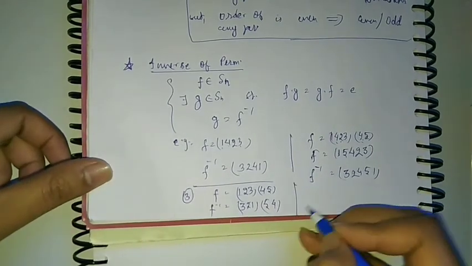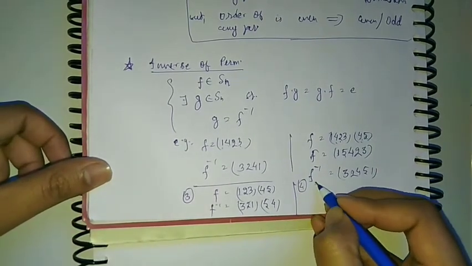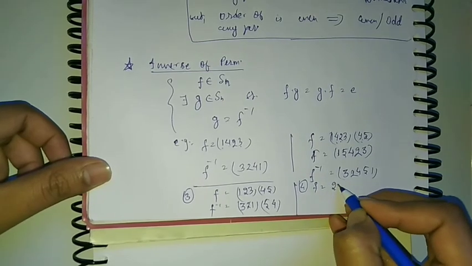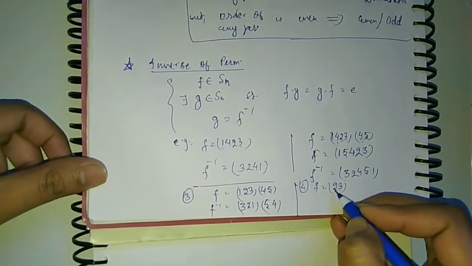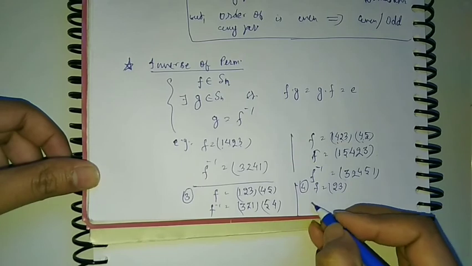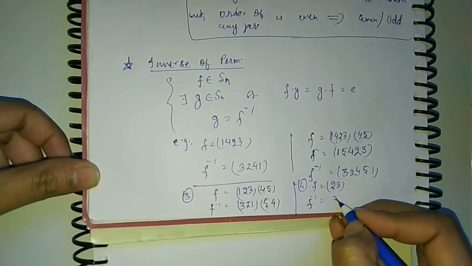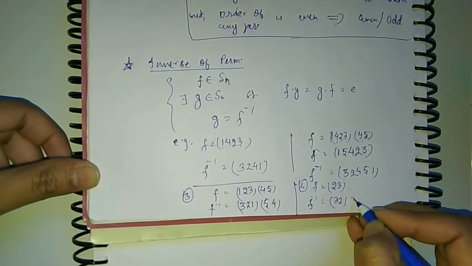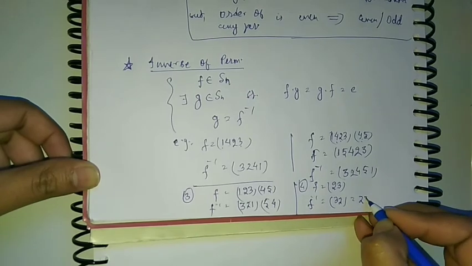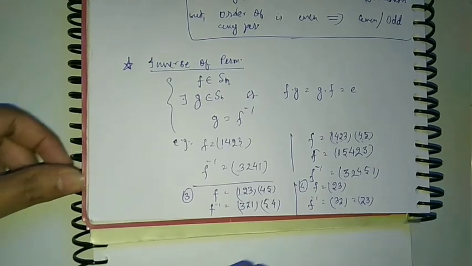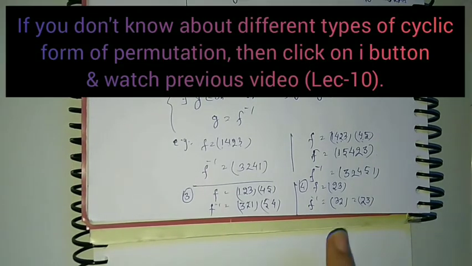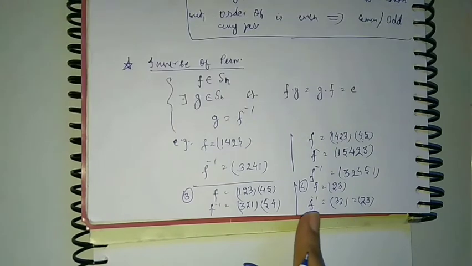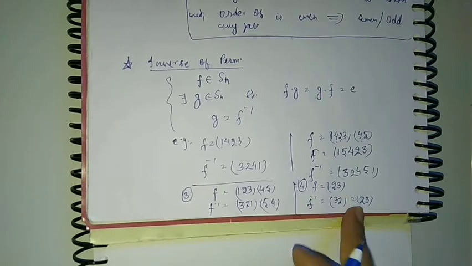Now example number 4. If a permutation is like (2 3), that is, it is a transposition, then its inverse is (3 2), and we know that (3 2) is equal to (2 3) by the cyclic form of any permutation. So here we can easily say that the inverse of any transposition is itself.